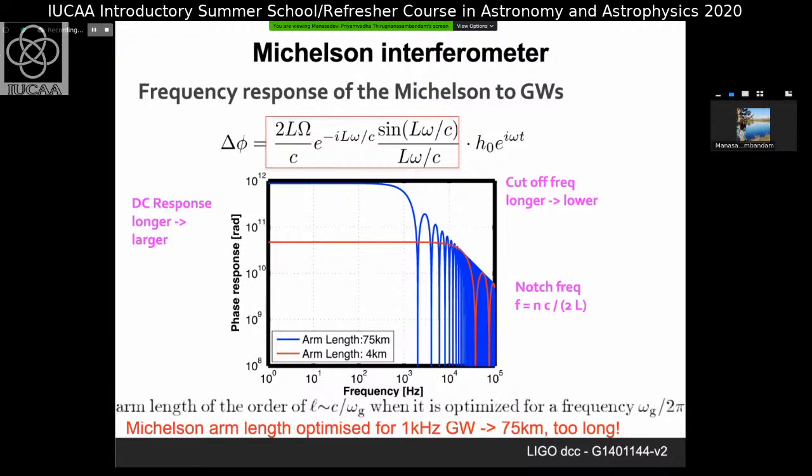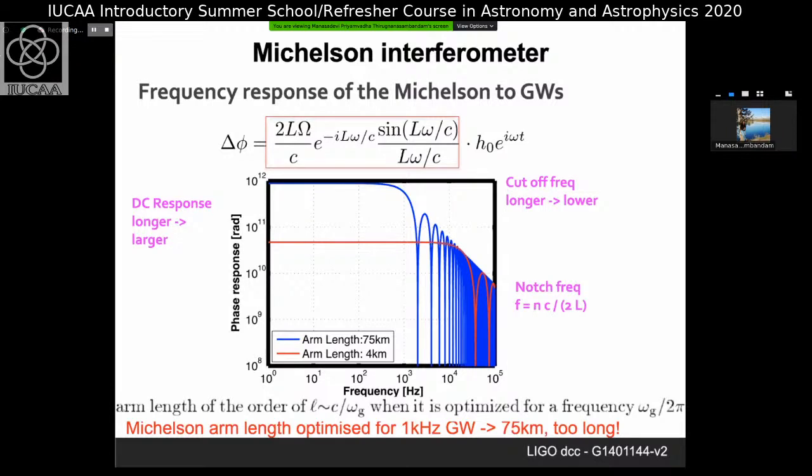But we've seen that the response has a 2 pi periodicity from bright fringe to bright fringe, which means that as you keep increasing the arm length, you start accumulating the effects of the gravitational wave during the storage time of the photon in the interferometer arms.